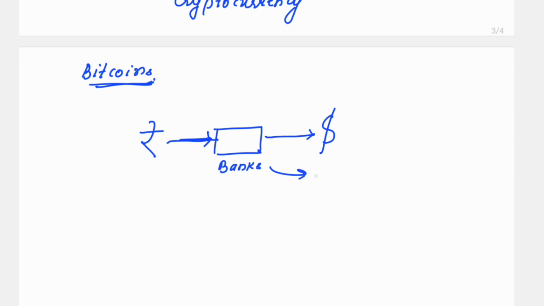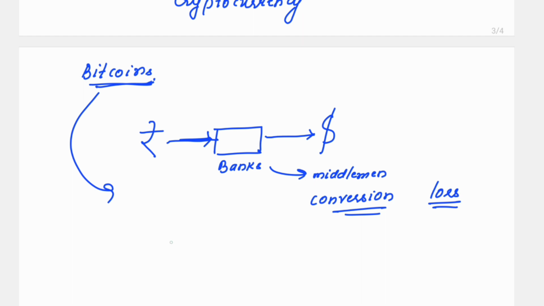So that means here the middlemen are the banks. Now what is their role? First, they have to convert the currency, and second, they charge some processing fee. So in the conversion process, there are definitely chances of loss also. The reason is it all depends on the currency rate on that particular day on which you are making this transfer. Suppose you take a Bitcoin to Bitcoin transfer, this is a direct transfer, no middlemen are required here. So this technology has completely eliminated the middleman.